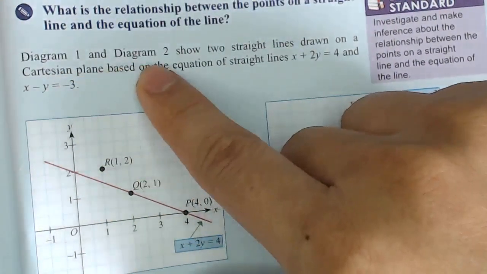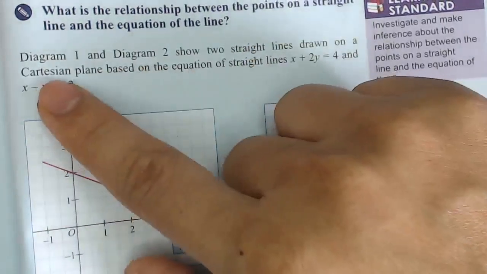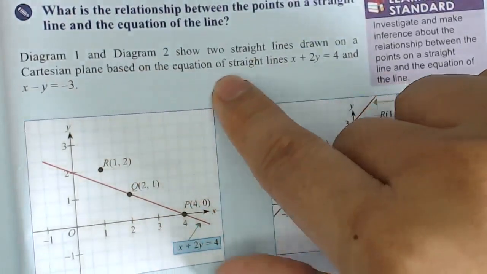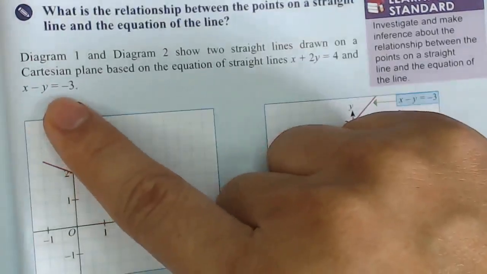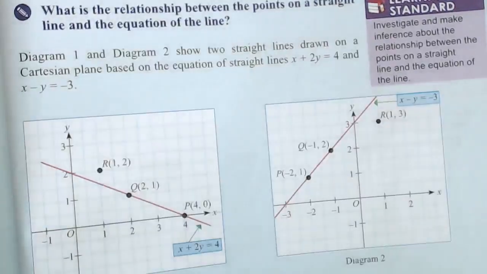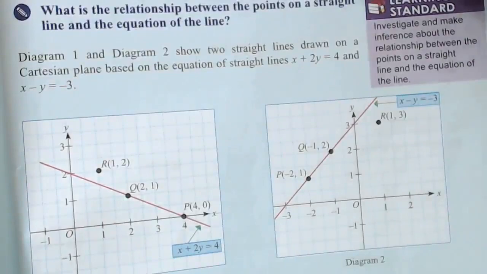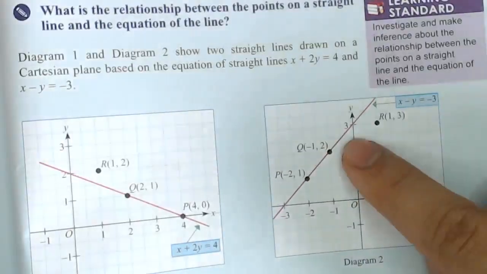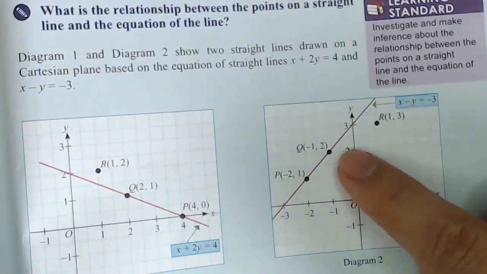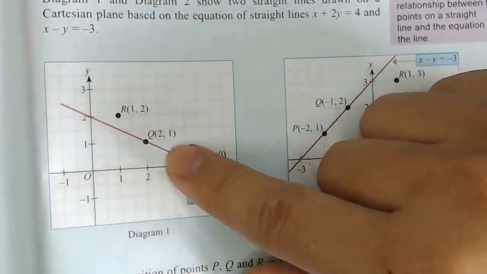The diagram below shows two straight lines drawn on a Cartesian plane based on the equations of straight lines. x + 2y = 4 and another straight line. Okay, so this line here refers to this diagram, and this line here refers to this diagram. So let's focus on the first diagram.